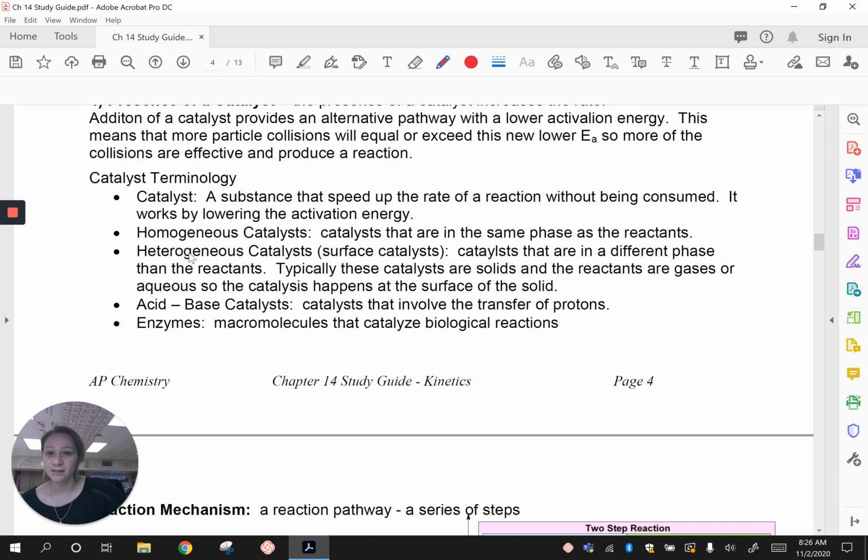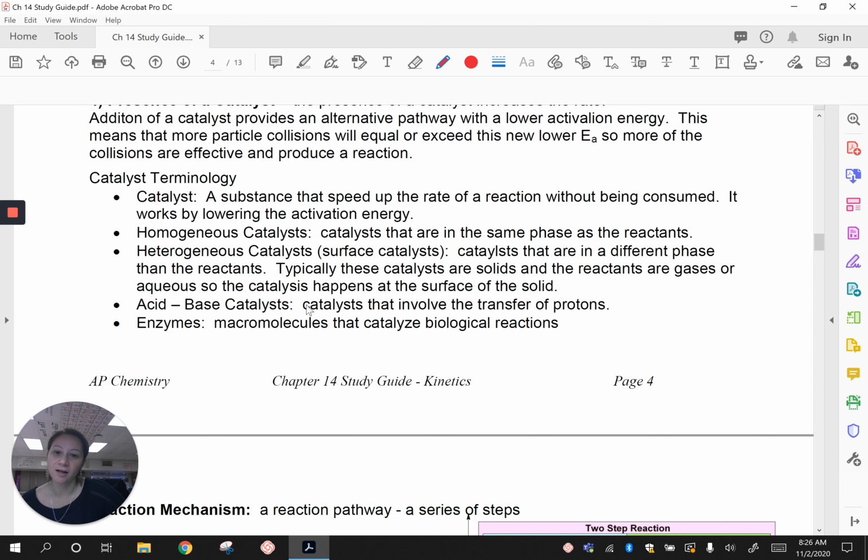There are homogeneous catalysts and heterogeneous catalysts. Homogeneous means the catalyst is the same phase as the reactants. So if all my reactants are solutions, then the catalyst is also a solution. Whereas a heterogeneous catalyst, also known as surface catalysts, these are in different phases. So maybe your reactants are solutions, but your catalyst is a solid, for example. So that's what this is saying here. Typically, the catalysts are solids, and the reactants are gases or aqueous. So the catalysis happens on the surface of the solid, and that's why they call it a surface catalyst.